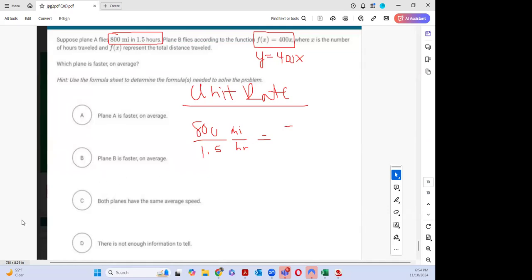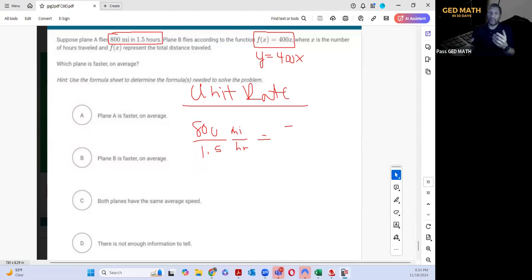No. Let's see. You should use your calculator. If you don't know, use your calculator. Don't waste time trying to do this in your head. So the three things you should have out: your scrap paper, your formula sheet, and your calculator. 800 divided by 1.5. Let's see.